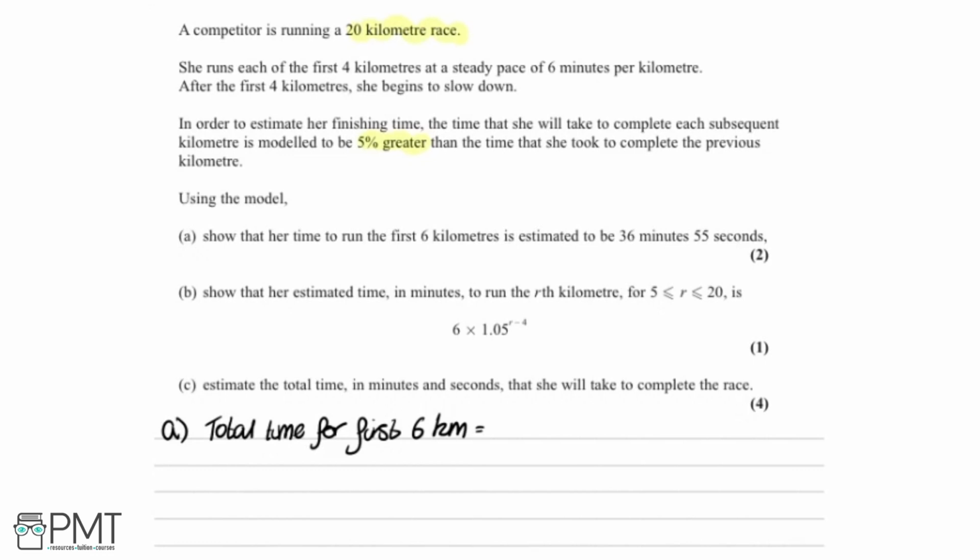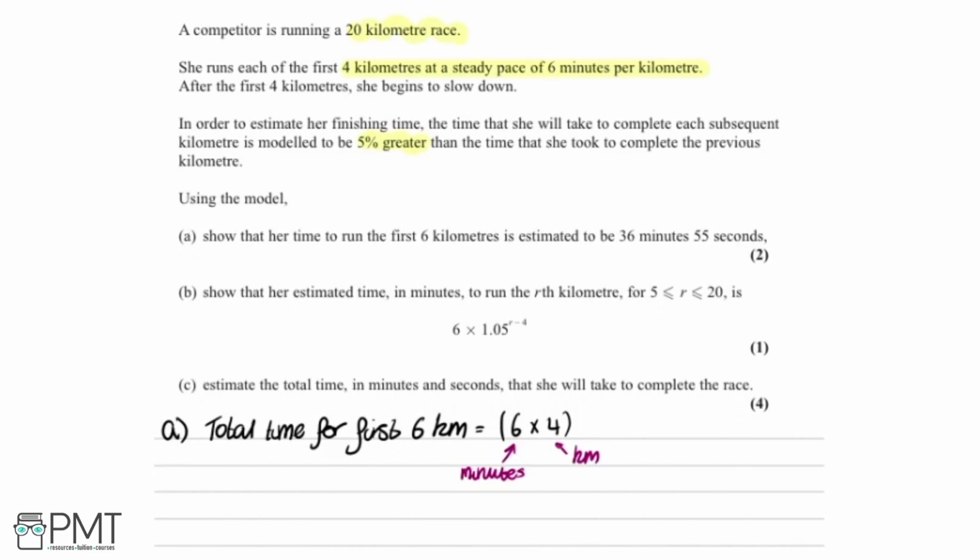We see she runs the first 4 kilometres at a steady pace of 6 minutes per kilometre. So we can write this down here. We can say, okay, so this would be 6 times 4, because this is the kilometres, and it's going to take 6 minutes to run each kilometre, so it will be 24 minutes in total. However, after that, things change a bit.